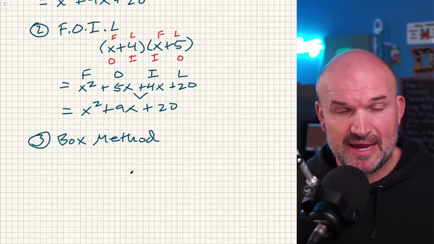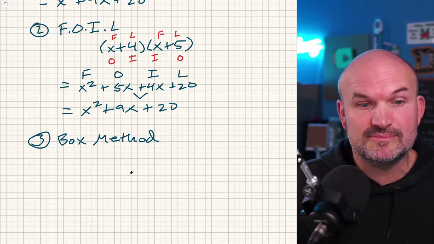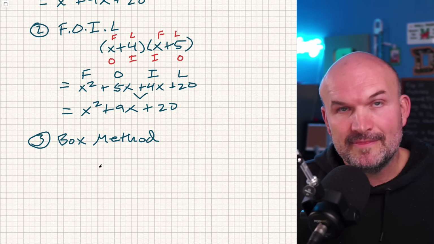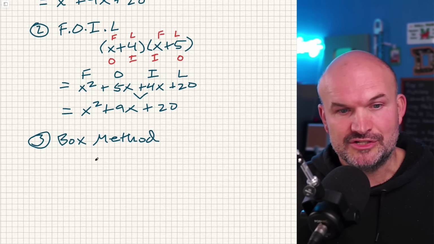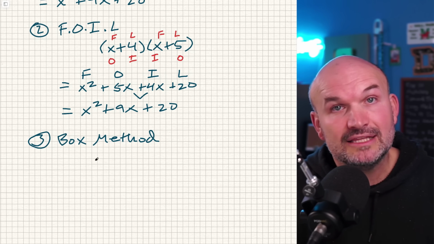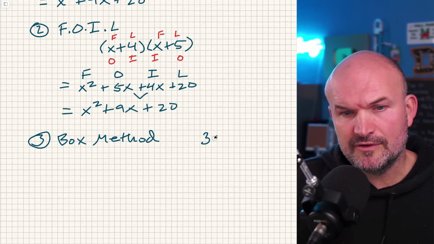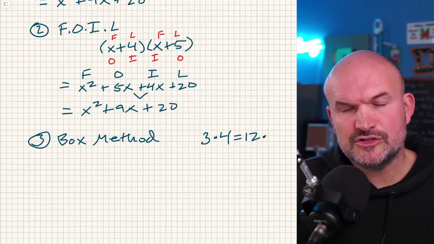But once we start to expand to doing binomials times trinomials, or polynomials with 4 terms, or trinomial times trinomial, this box method is a game changer. I have eliminated so many mistakes from using this method. I would highly recommend you add it to your arsenal. And it's pretty simple to remember because if I think of 3 times 4, I know that answer is 12.